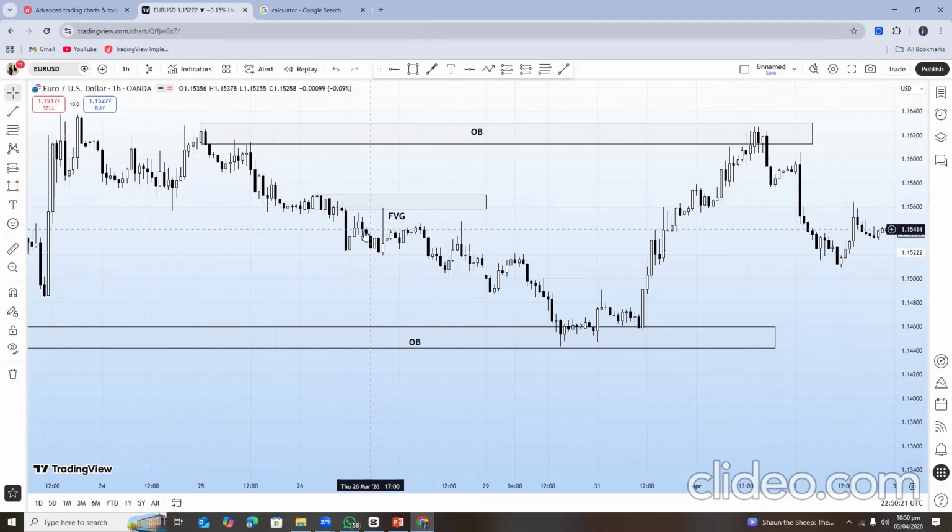Personally, I trade the order blocks a lot. Not like I don't trade fair value gaps at all. In fact, I have analysis using fair value gaps, but I trade the order blocks a lot.